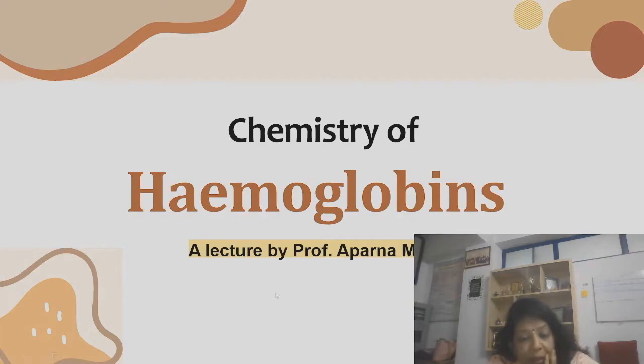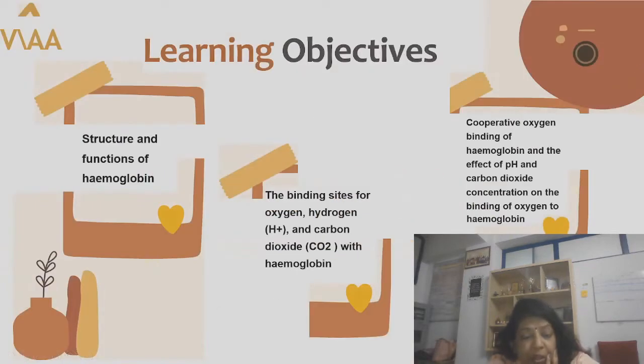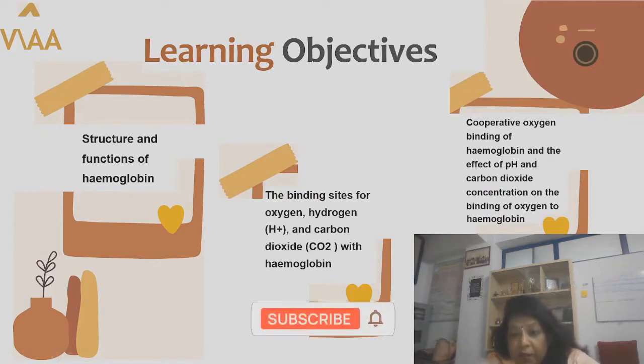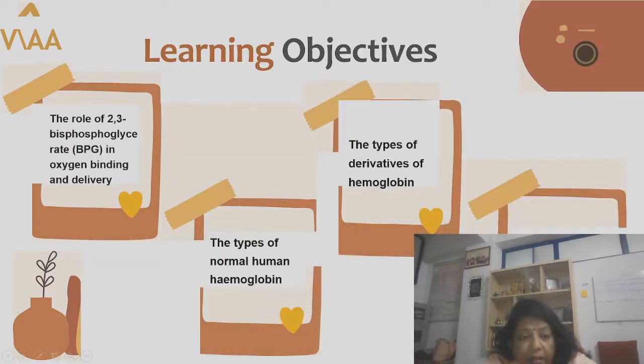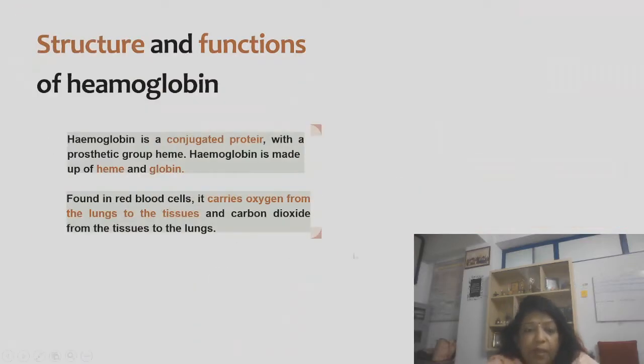जो कि बहुत इंपॉर्टेंट टॉपिक है आपके एग्जामिनेशन पॉइंट ऑफ व्यू से। तो इस चैप्टर में हम कवर करेंगे स्ट्रक्चर एंड फंक्शन ऑफ हीमोग्लोबिन, what are the binding sites for oxygen, hydrogen and carbon dioxide with the hemoglobin, and cooperativity. What is cooperativity of the hemoglobin with the oxygen, and role of 2,3-BPG in oxygen binding and delivery, types of normal hemoglobin, types of derivatives of hemoglobin, and discussing the hemoglobinopathies.